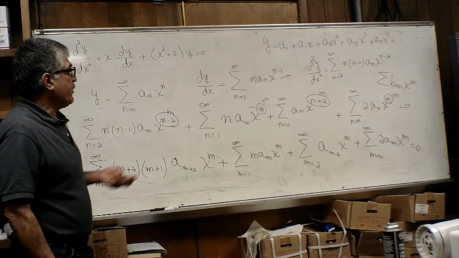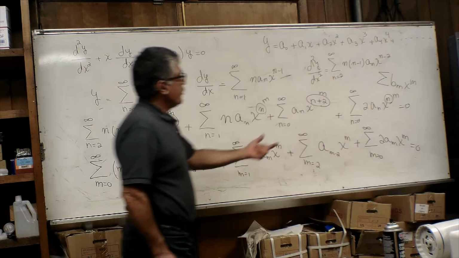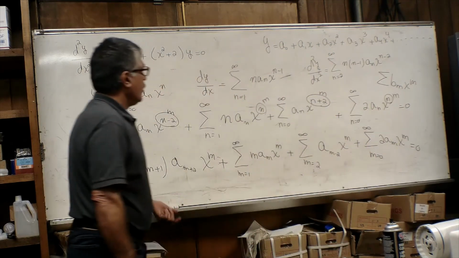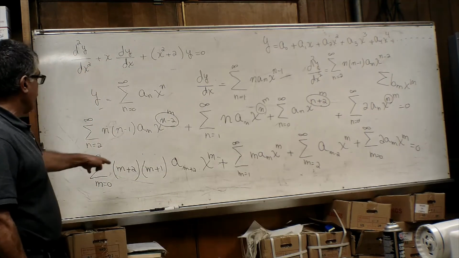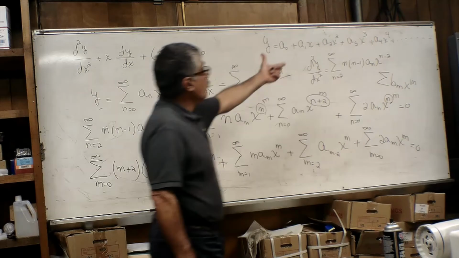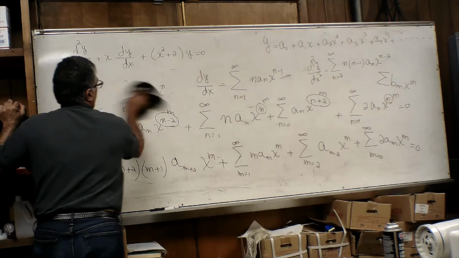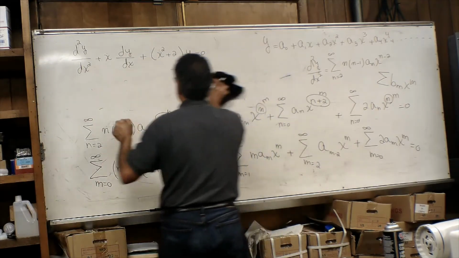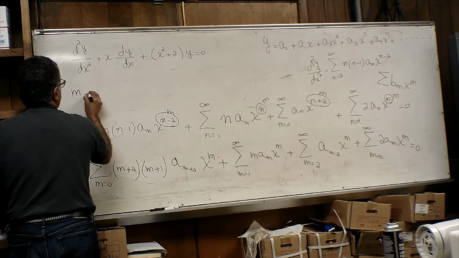Now we have finished the second step, in which we wrote everything in that form. Now the third step is, for different values of n, we can find these coefficients. So let's go ahead and start with n equal to 0.